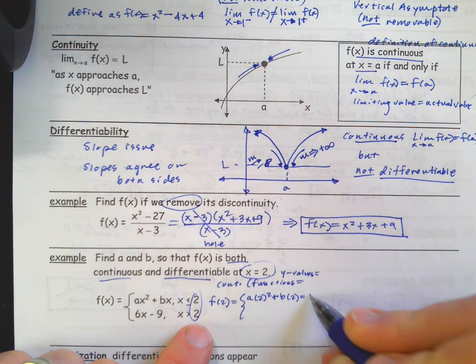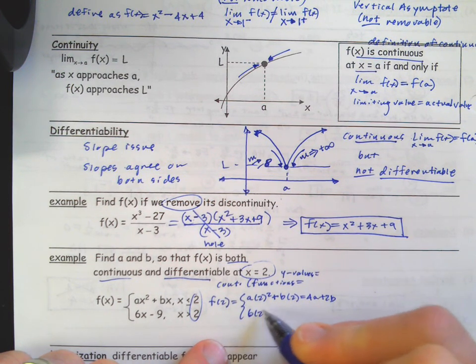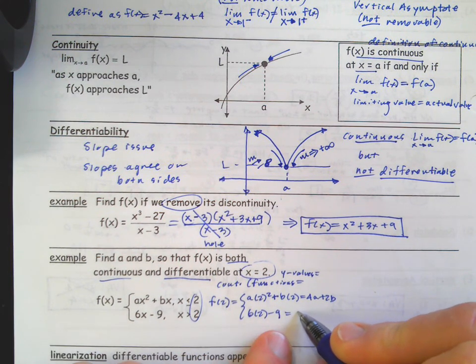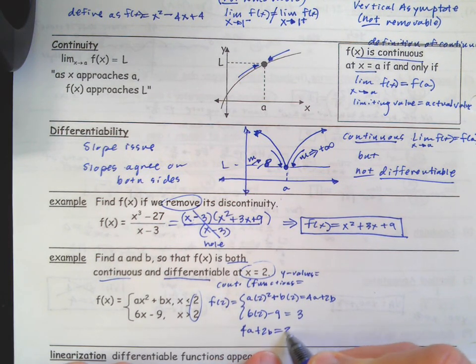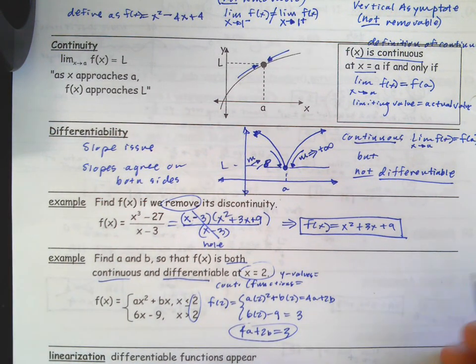So it's going to be 4a plus 2b. And this one's going to be 12 minus 9, which is 3. And then we set them equal to each other. They have to be equal to each other if it's going to be continuous. So that's one equation relating our two unknowns.